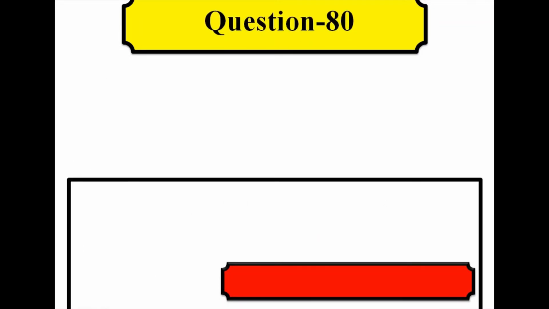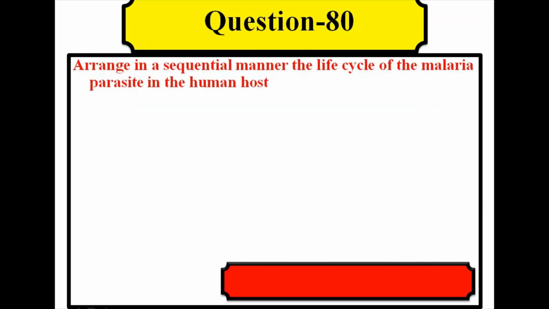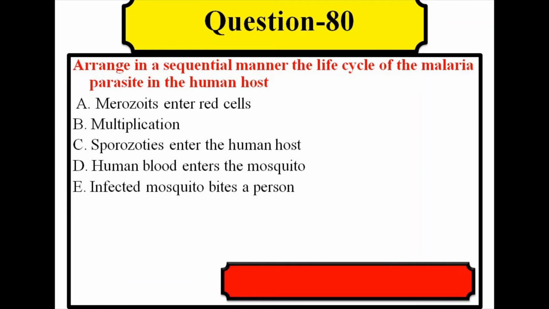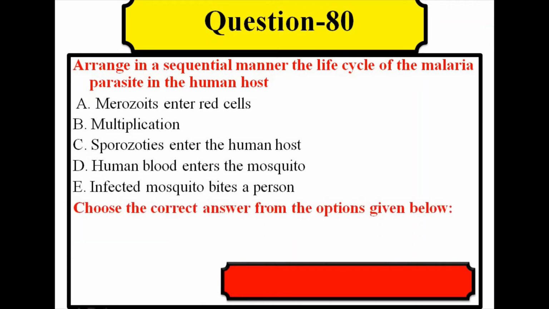Question 80. Arrange in a sequential manner the life cycle of the malaria parasite in the human host. A. Merozoites enter red cells. B. Multiplication. C. Sporozoites enter the human host. D. Human blood enters the mosquito. E. Infected mosquito bites a person. Choose the correct answer from the options given below.